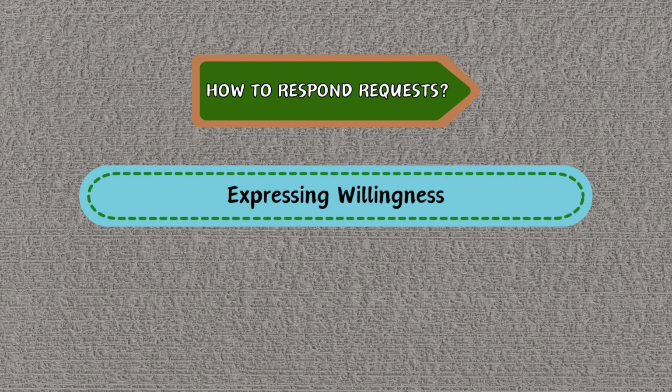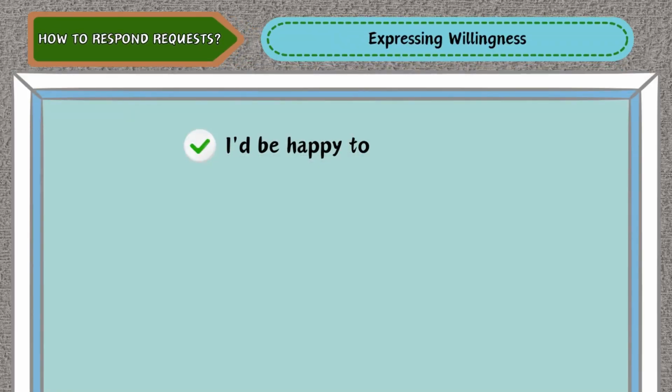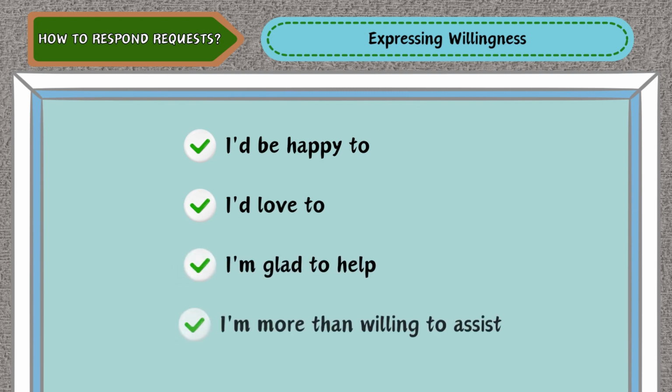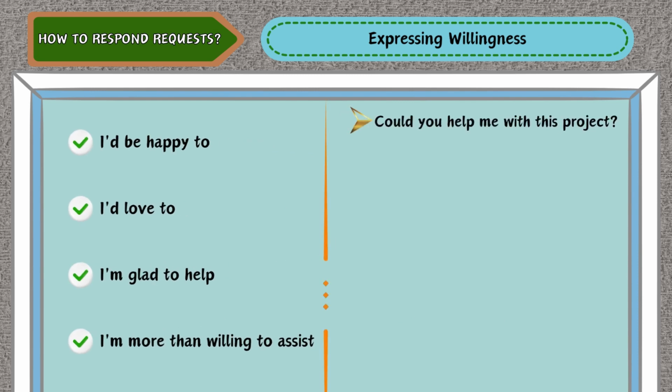Expressing willingness. These responses directly convey a positive attitude toward the request. I'd be happy to. I'd love to. I'm glad to help. I'm more than willing to assist. Example: Could you help me with this project? I'd be happy to assist.